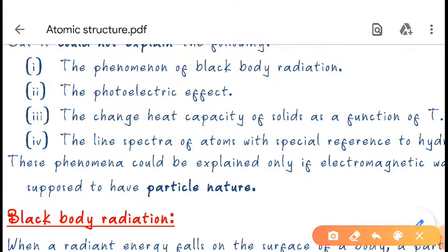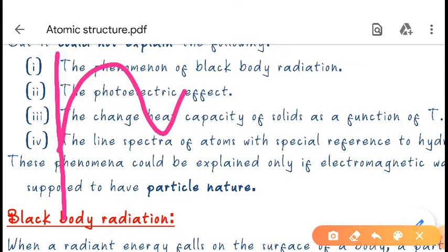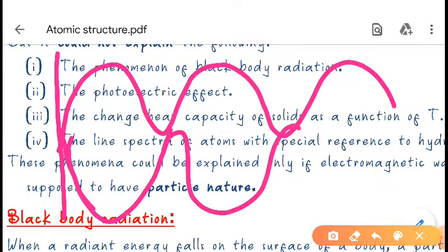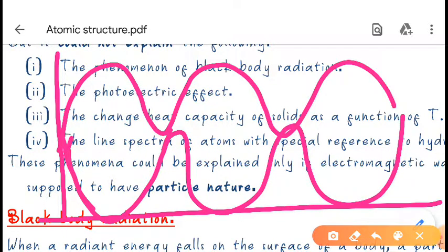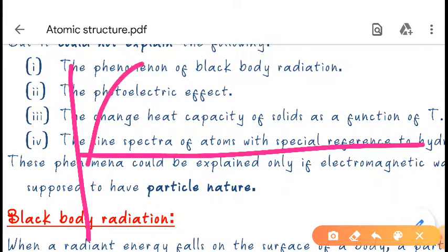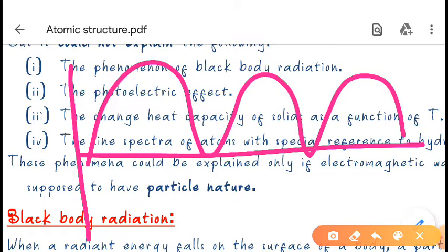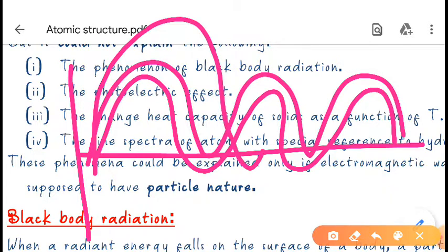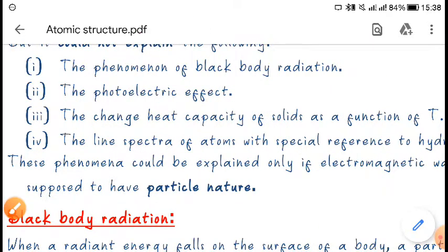And in destructive interference, the waves cancel out. Suppose one wave is traveling like this, and another wave is exactly opposite like this, then they both cancel out. This type of interference is called destructive interference. But in constructive interference, one wave is like this and another wave is like this, and these two combine to form one big one like this. So this is the difference between constructive and destructive interference.